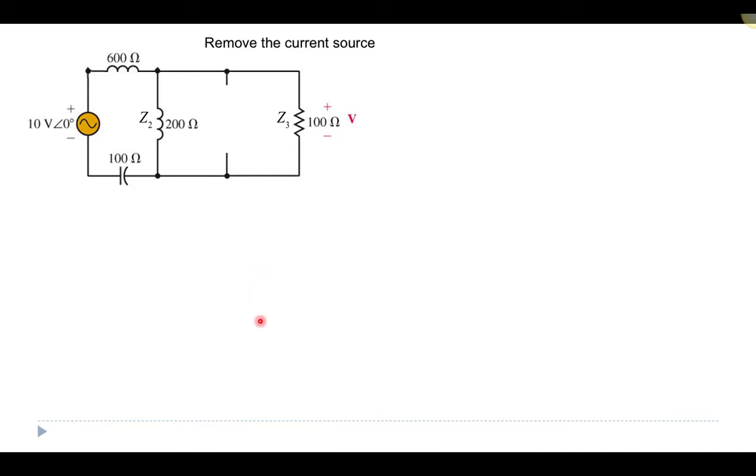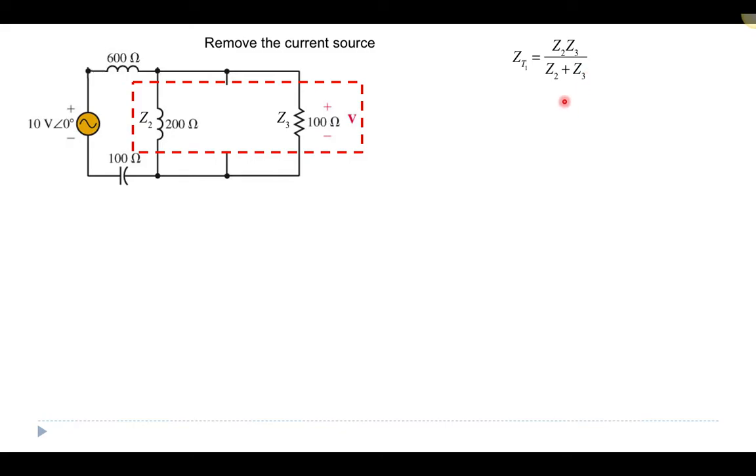We start by removing the current source. There was a current source in this space, and we take that current source out and leave an open space in its place. Now we want to analyze this circuit and figure out what is the voltage across this 100 ohm resistor due to this voltage supply here. The first thing that we realize is that this 200 ohm reactive inductor here is in parallel with the resistor, so I can add those two impedance values together as if they're in parallel.